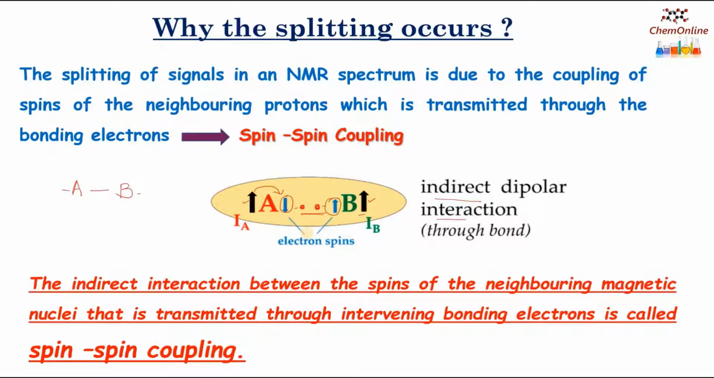So the splitting of signals in an NMR spectrum is due to the coupling of spins of the neighbouring protons, which is transmitted through the bonding electrons.